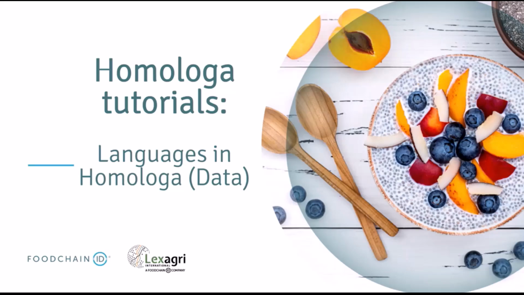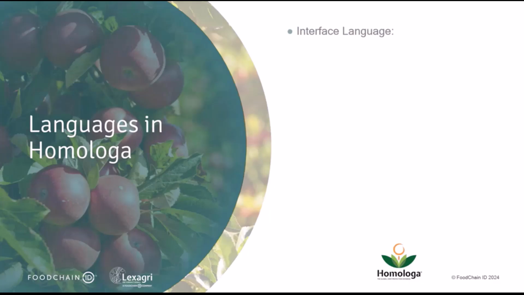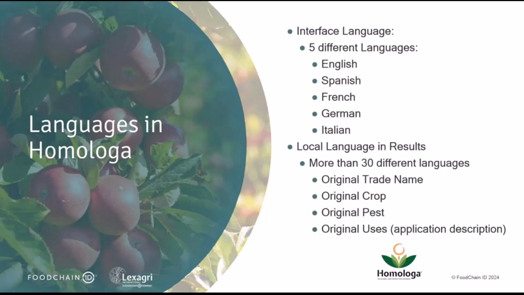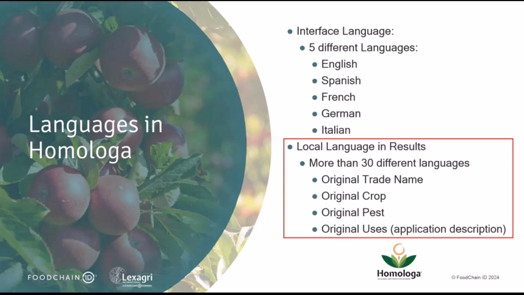Today we will be discussing languages in Homologa, in this case within the results, within the data itself. When it comes to the language in Homologa at the data level within the results, we have different options. In this slide, you can see that now we are talking about this level of language information. When it comes to the results, we are currently working with more than 30 different languages in Homologa.